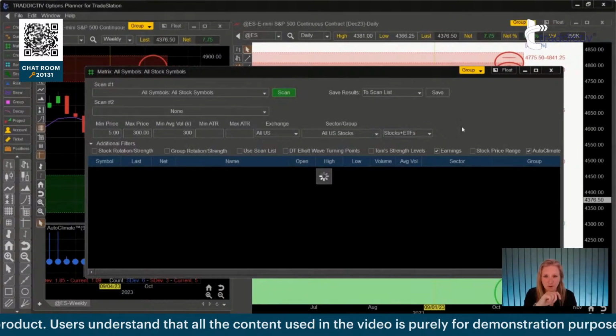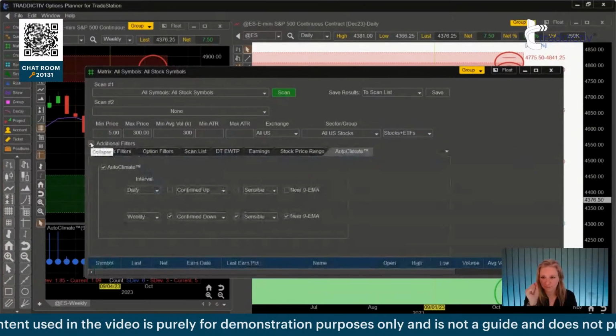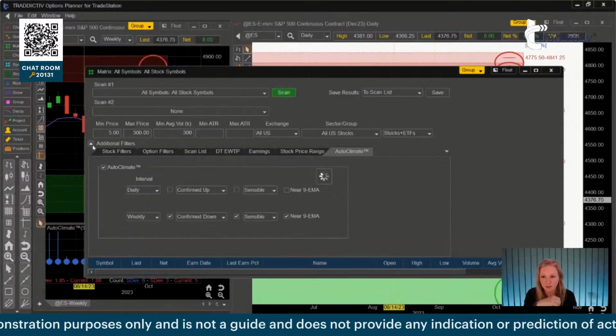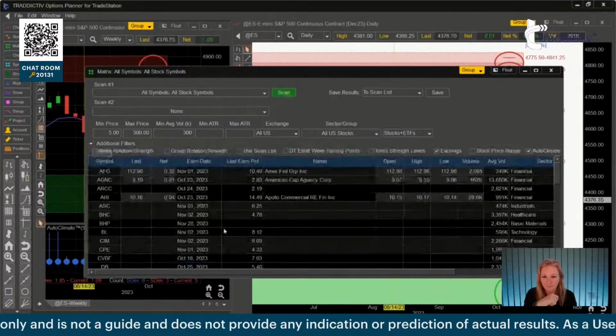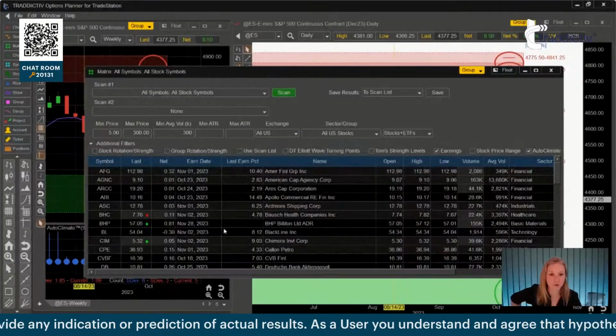Thank you. And there you go. Brilliant. We have a result. So confirmed down sensible near the 9 EMA. We now have our list. Brilliant. I think it was probably my internet was just slow to retrieve that information, but let's crack on now that we have it.